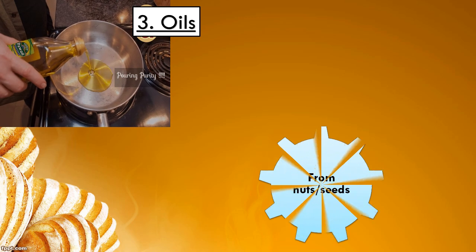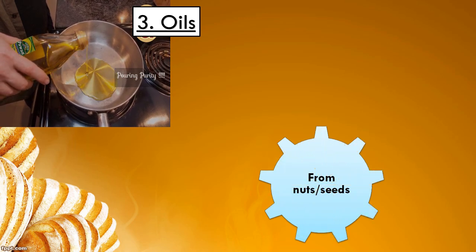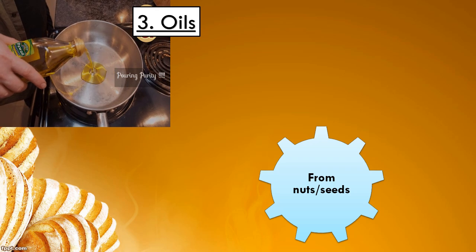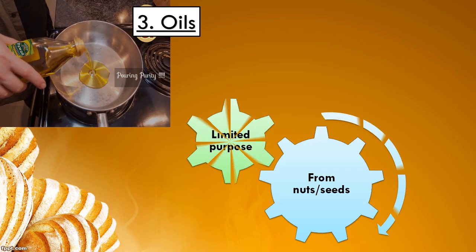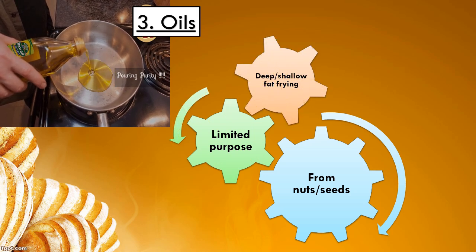Oils are obtained from nuts or seeds. For the preparation of bakery products, we commonly use refined oil which will not impart any unpleasant flavor to the product. Oils have limited usage in bakery. It is usually used in deep fat or shallow fat frying.